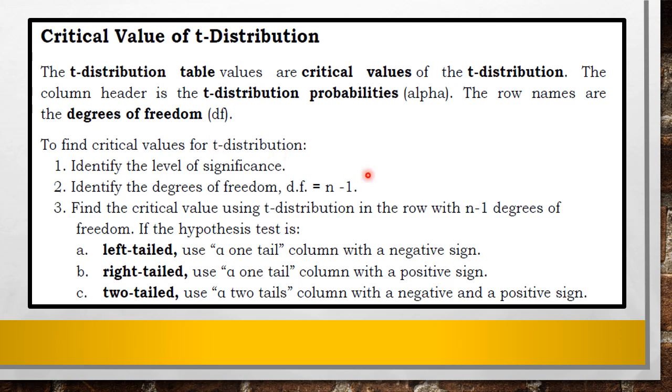To find critical values of t-distribution, identify the level of significance. As I have mentioned a while ago, that you should know what is the level of significance. Next, identify the degrees of freedom, which is n-1 or the number of samples minus 1. Yan po ang degrees of freedom. Find the critical value using t-distribution in the row with n-1 degrees of freedom if the hypothesis test is left-tailed, right-tailed, and two-tailed. Left-tailed with negative sign, right-tailed positive sign, and two-tailed column with negative and positive sign.